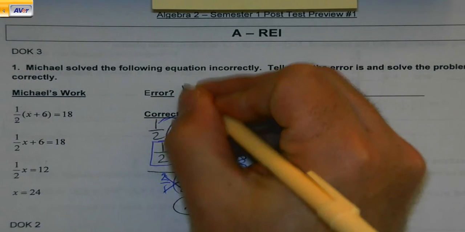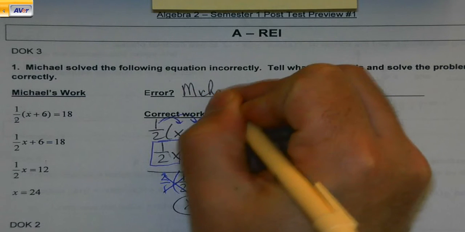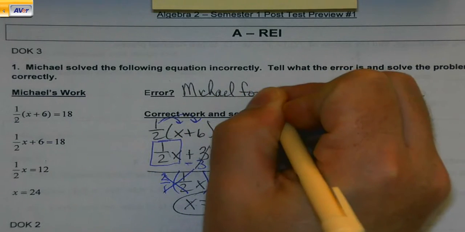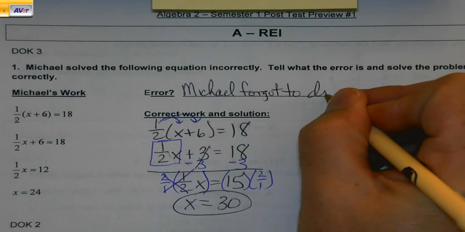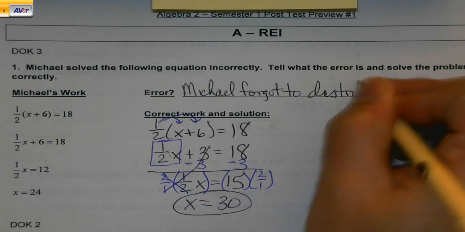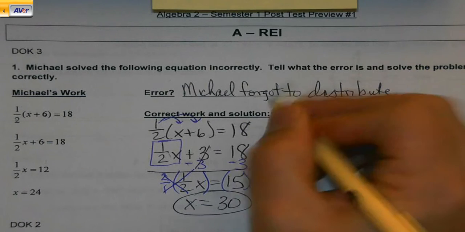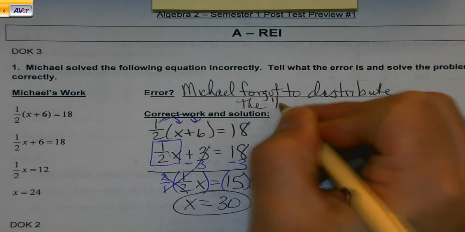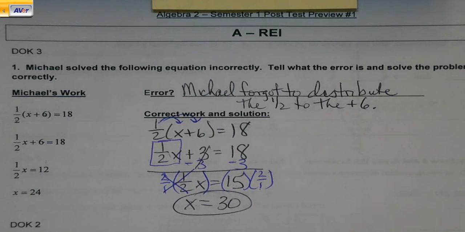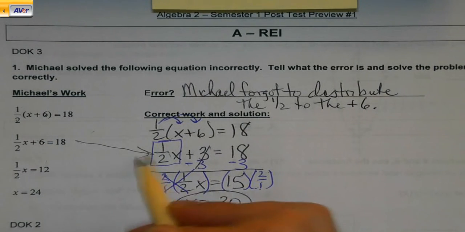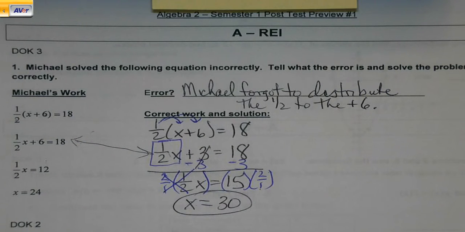So, it looks like Michael forgot to distribute the 1/2 to the 6, because we can see it right there.